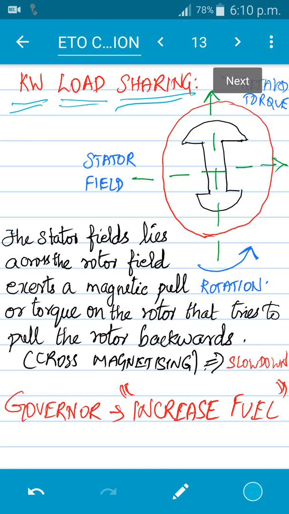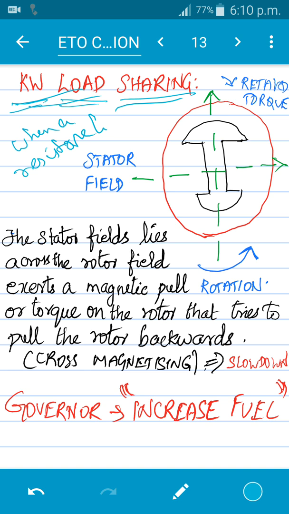if the surveyor asks about this armature reaction, first you tell the definition. If he is not satisfied, in detail you should tell what kind of load is connected. Suppose for kilowatt load sharing, you have to say when a resistive load is connected to the alternator, what will happen? Here is the stator field.